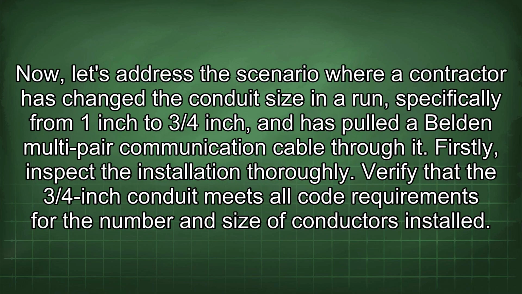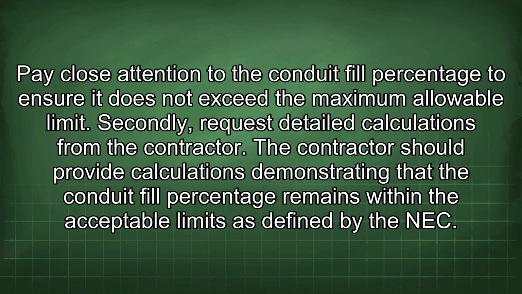Now, let's address the scenario where a contractor has changed the conduit size in a run, specifically from 1-inch to 3/4-inch, and has pulled a Belden multi-pair communication cable through it. Firstly, inspect the installation thoroughly. Verify that the 3/4-inch conduit meets all code requirements for the number and size of conductors installed. Pay close attention to the conduit fill percentage to ensure it does not exceed the maximum allowable limit.